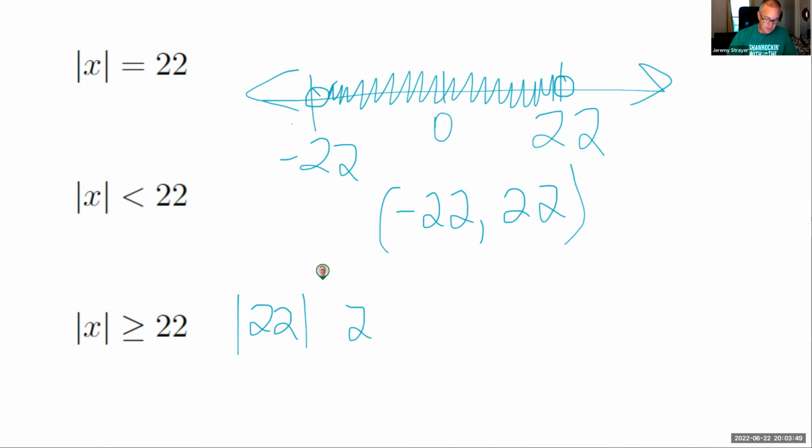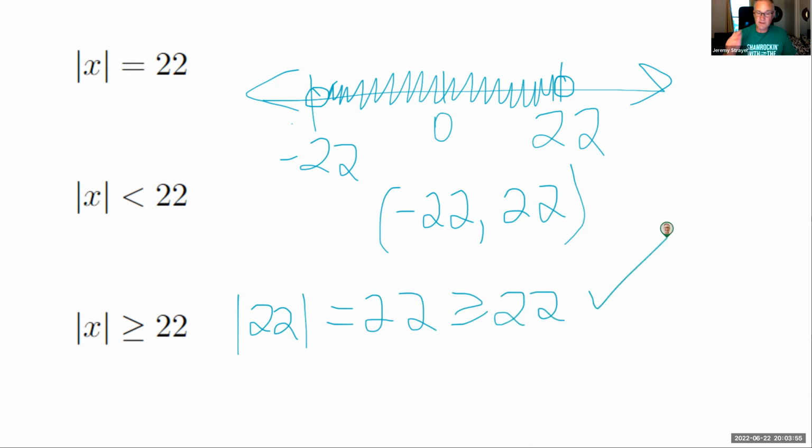Equal sign, that's equal to 22. And is that greater than or equal to 22? And the answer is yes, because greater than or equal, 22 equals 22. So we're good to go there. And we can think on the boundary cases again. So think around this boundary.